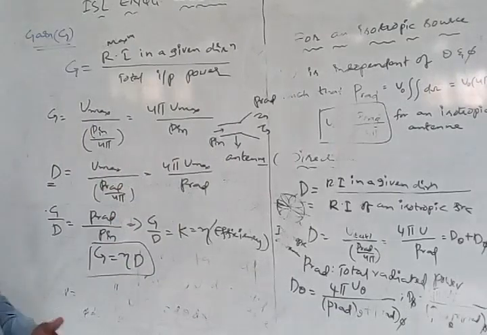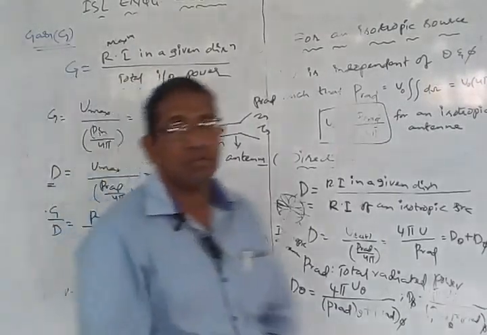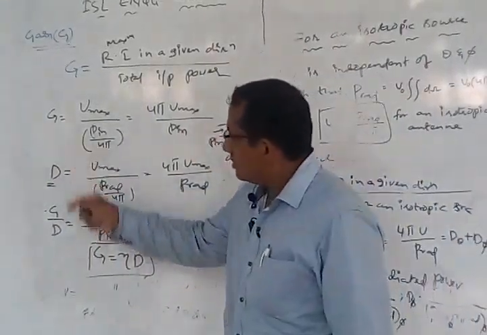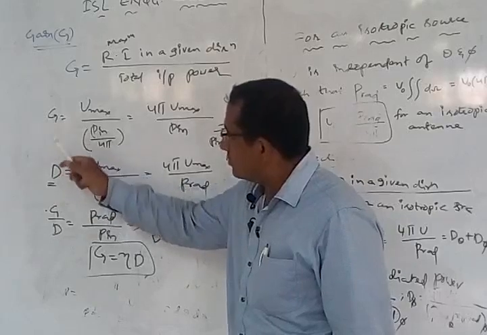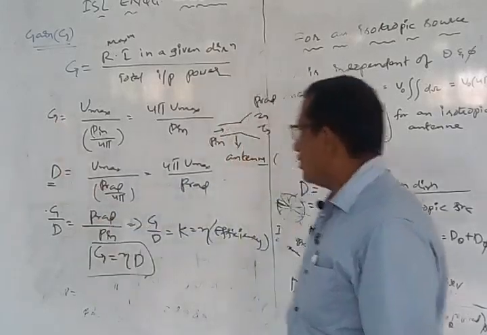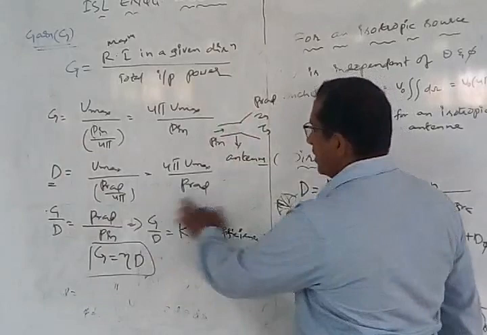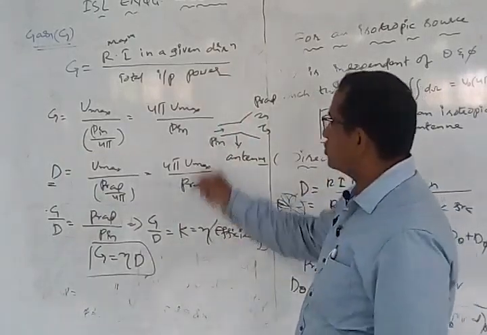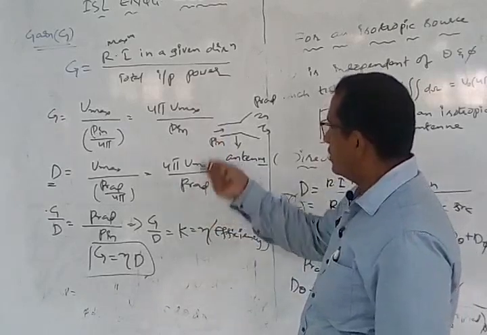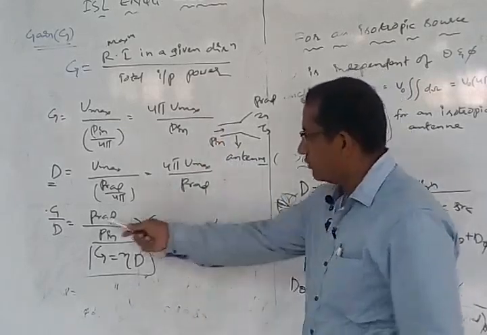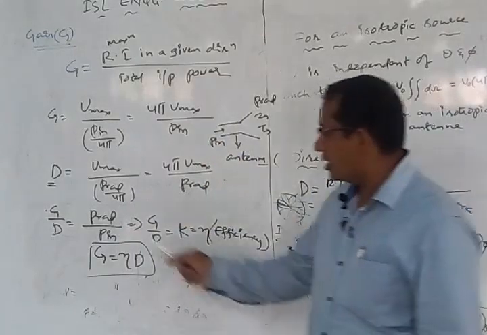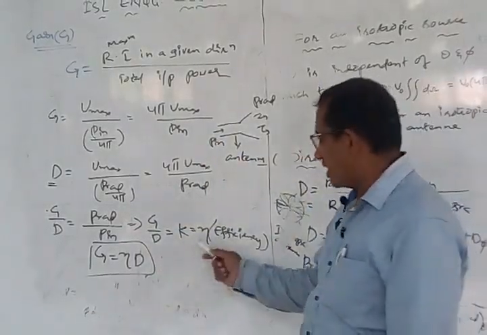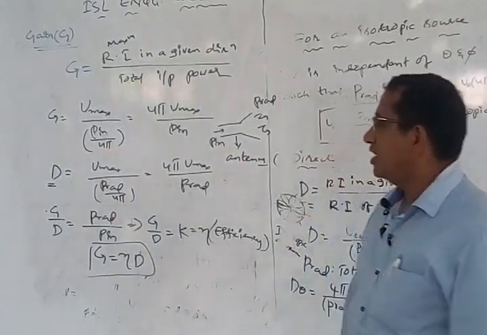Now to get a relationship between gain and directivity, what we do is simply perform G by D here. Once you perform this, what happens? We get P radiated by P in, because these two get cancelled, P radiation goes up and P in comes down. Therefore G by D is equal to some constant K. That constant K is known as the efficiency.